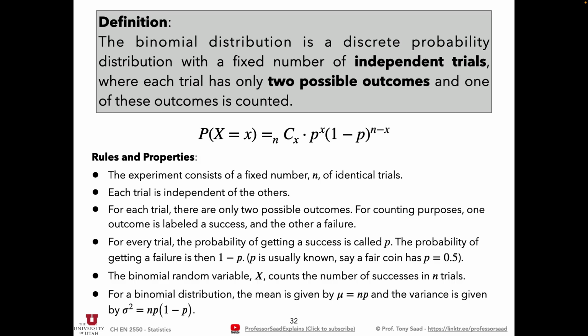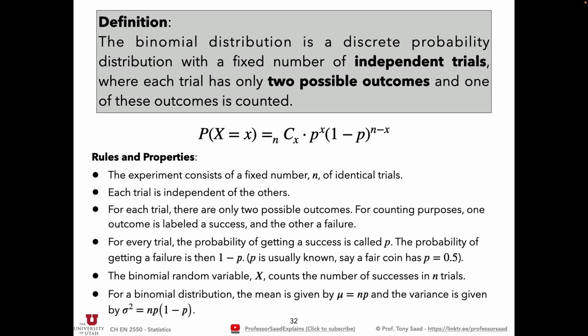So you have to know beforehand how many times you're tossing the coin. How many experiments are you doing? And each trial has only two possible outcomes, and one of them is counted. You're tracking either heads or tails. And it's given by this formula: n choose x times p to the power x times 1 minus p to the power n minus x.